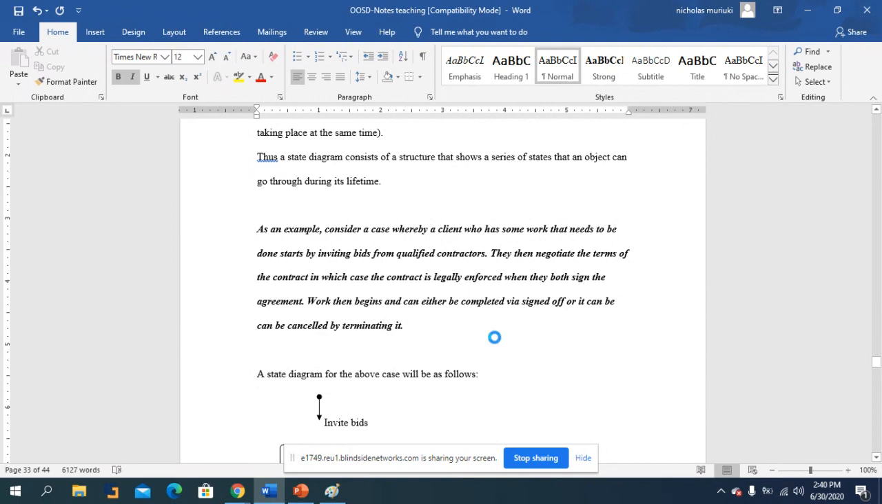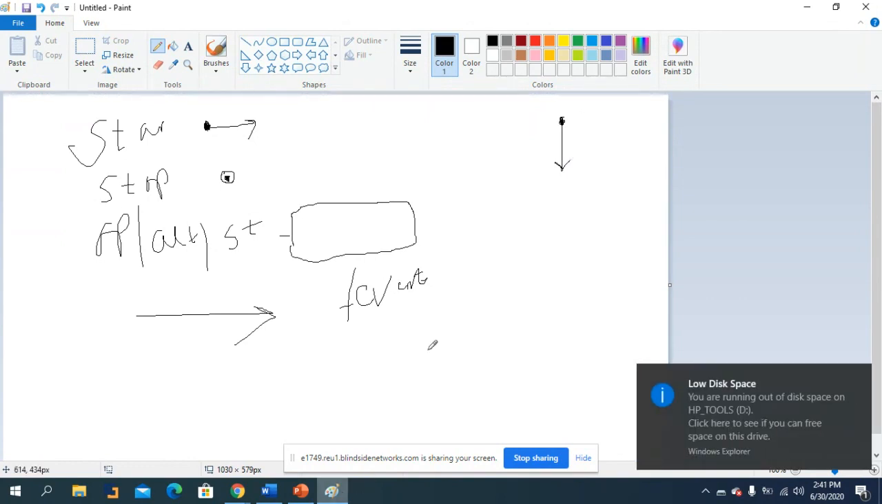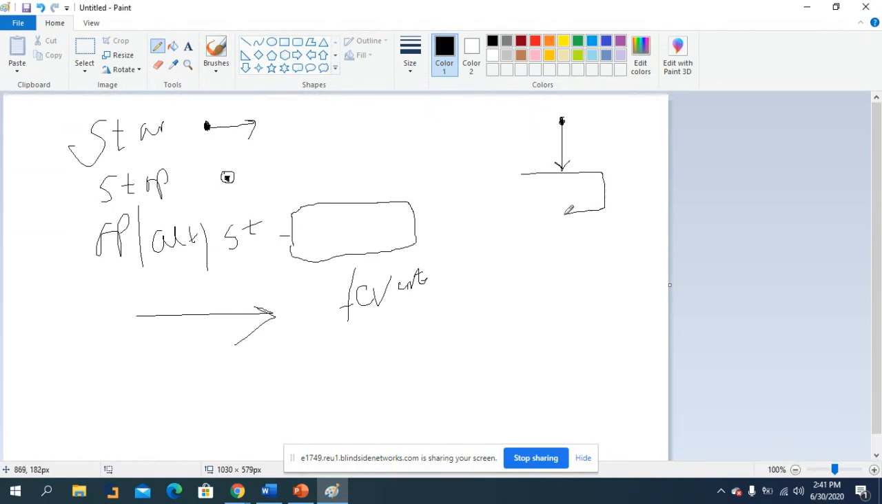So in this case, let's try to understand the scenario. Where are we starting from? That is the first thing that we're supposed to have. So maybe we can present a diagram. We are having a diagram that has a start. Then we move to that point. Then from this point, we can have an activity, or we can have a state.